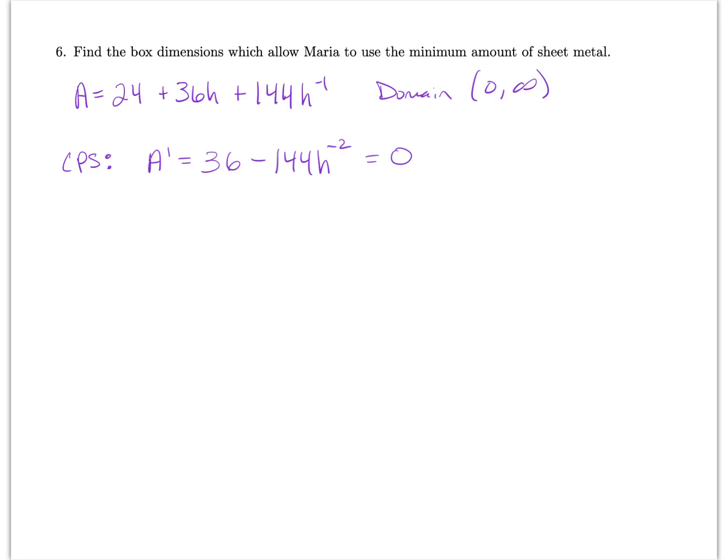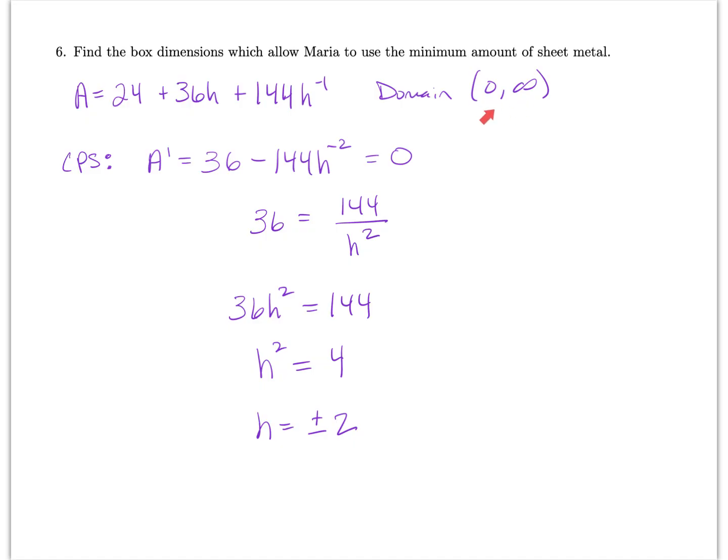To solve this equation, I get 36 equals 144 over H squared, which means that I can multiply both sides by H squared, and then divide both sides by 36, and I get H squared equals 4. Which means H is plus or minus 2, but ignore the negative 2. It's not part of the domain.